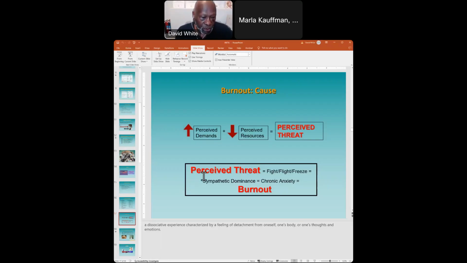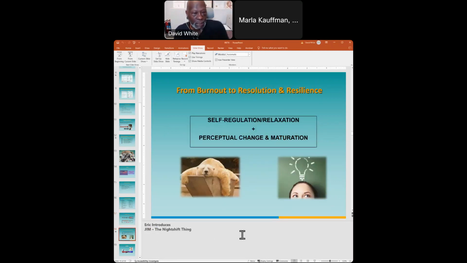the stress response. So this is what can happen either because of emotional, physical, or behavioral things that are going on around you. From burnout to resolution and resilience. The way that you move in these things is from self-regulation to relaxation to perceptual change and maturation.